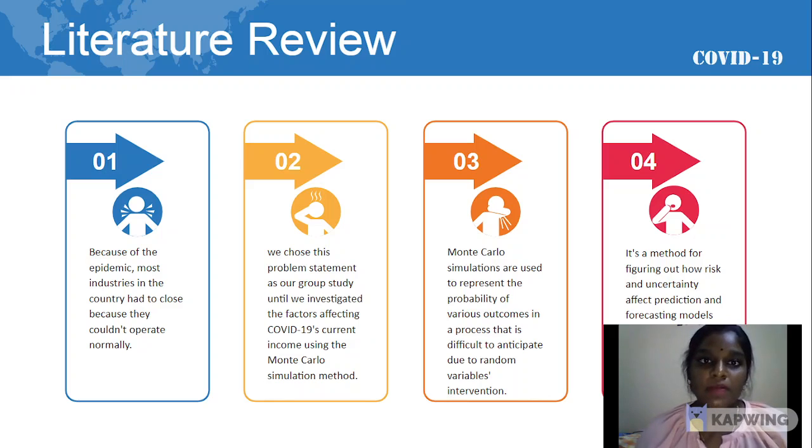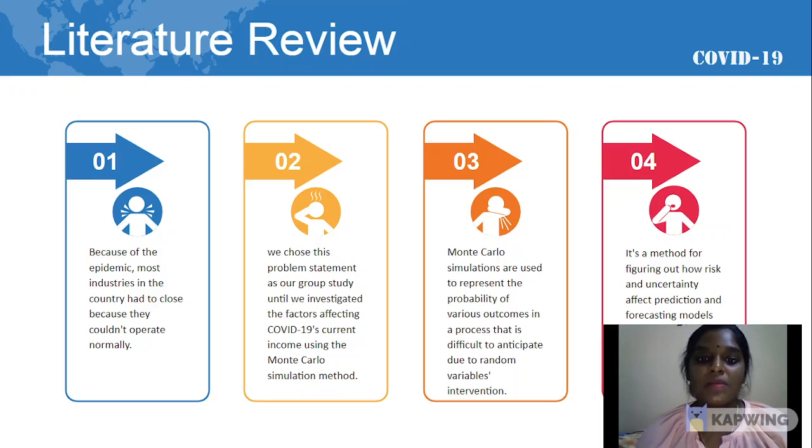From 2019 to present, the entire world has been affected by the COVID-19 epidemic. Because of the epidemic, most of the industries in the country had to close because they couldn't operate normally. This results in revenue loss and the inability of many businesses to operate. This causes a slew of issues for businesses, including bankruptcy. As a result, we chose this problem statement for our group study, to investigate the factors affecting businesses' current income during COVID-19 using the Monte Carlo simulation method.